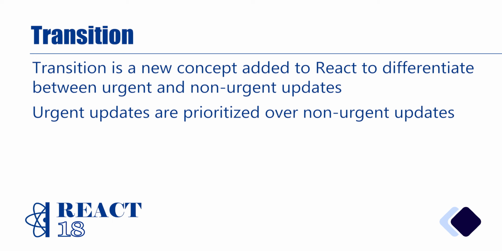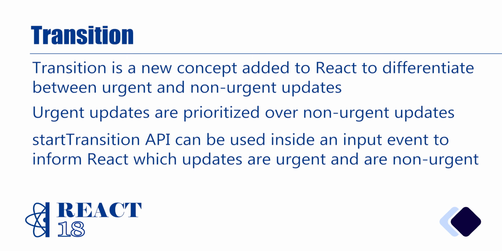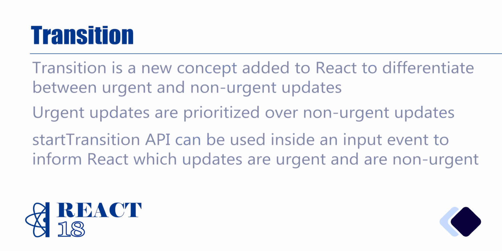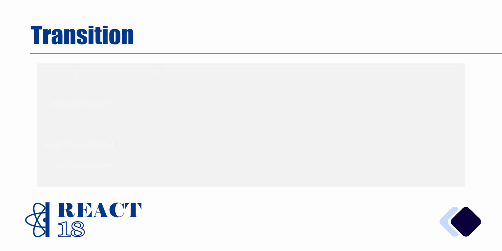Users are more patient with transition updates as they understand that their action will not provide an immediate response on the screen. For best user experience, a single user input should result in both urgent and non-urgent updates. You can use the startTransition API inside an input event to inform React which updates are urgent and which are transitions. Let's take a look at the code.